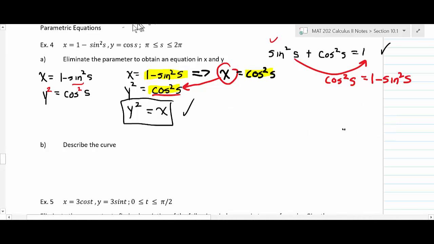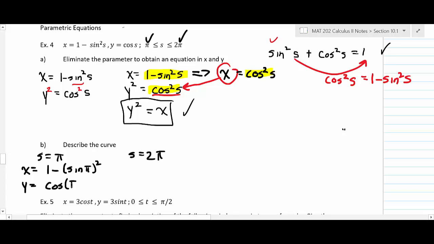The other thing we need to do is find the first point, s equals pi, and then find the second point when s is equal to 2 pi. So I'm just taking the interval and running through everything on this. So let's find the first point and the last point. The first point, we have x is equal to 1 minus sine of pi squared, and then we also have y is equal to cosine of pi. So I'm just plugging pi into these two equations, and I'm going to work out the details.